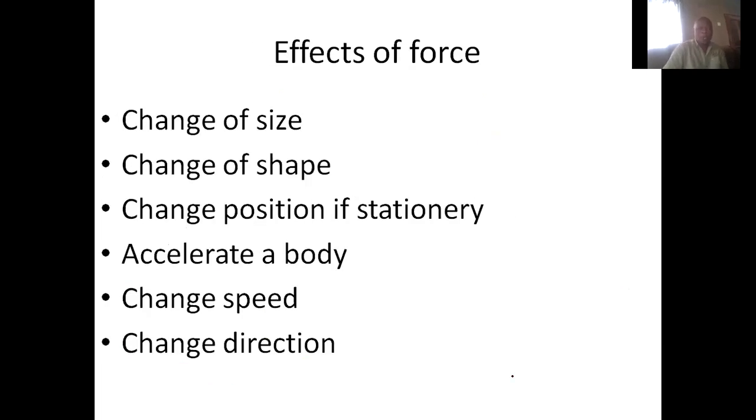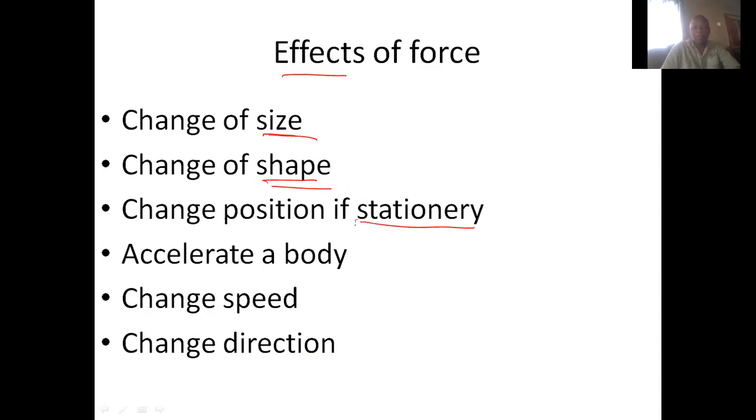And so when you exert a force on an object, there is always an effect. Something happens. At times, the size of the object will change depending on the force that you apply. And at times, it changes the shape of the object as a result of the force that you exert. Also, the object might change configuration.